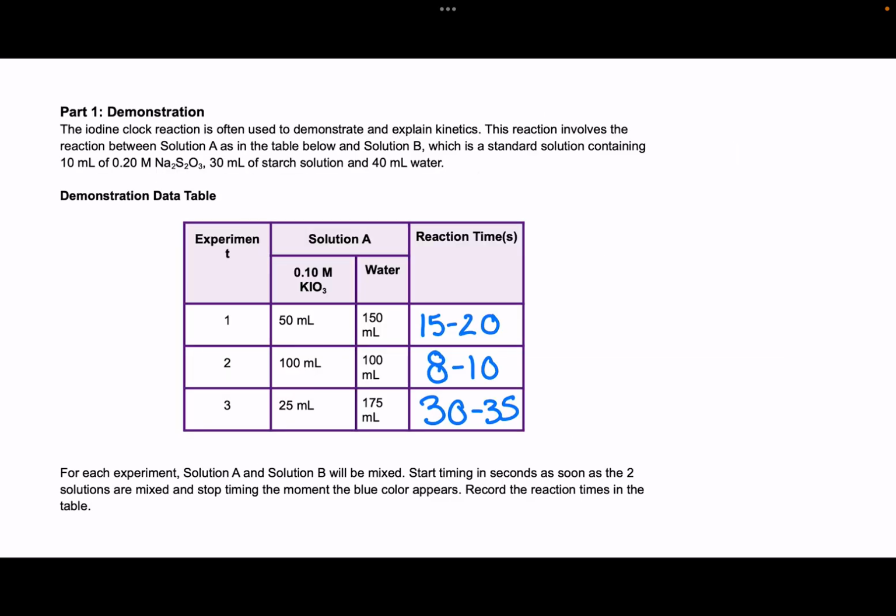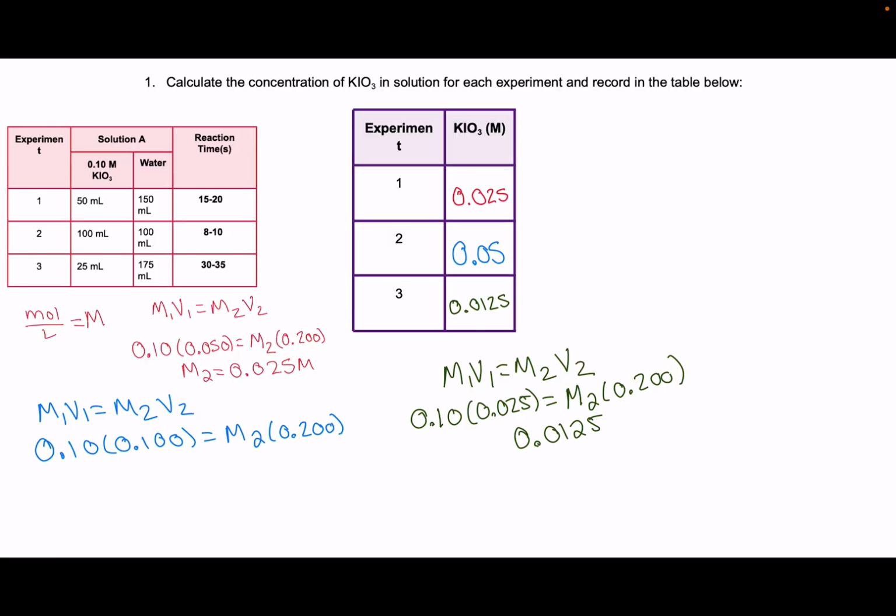So part one, I'm just doing a demonstration, and after we go over the demonstration, I'm going to let y'all do the lab. And there are some different variables we're going to change up with the lab as we go through it. So we're going to use demonstration data to talk about some things in preparation of it. So here I have different concentrations of 0.1 molar KIO3, and we look to see how the reaction time has changed as we do this.